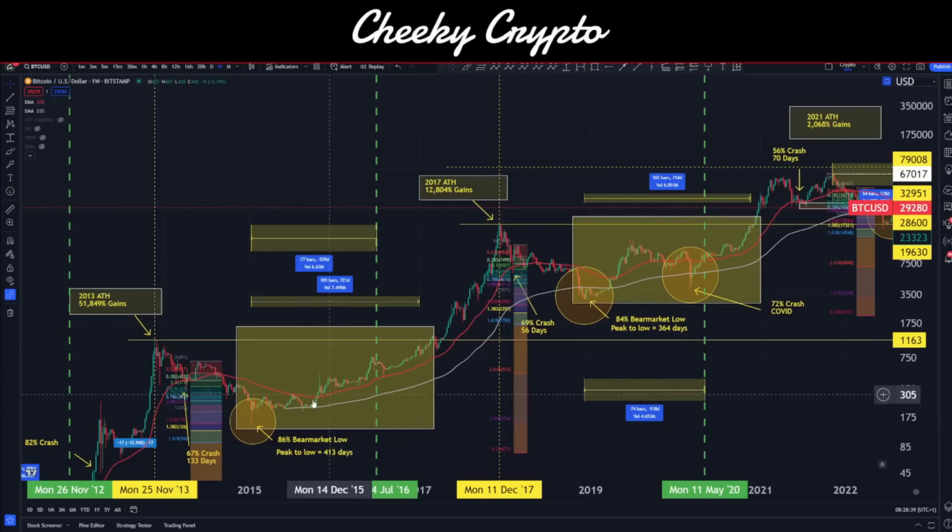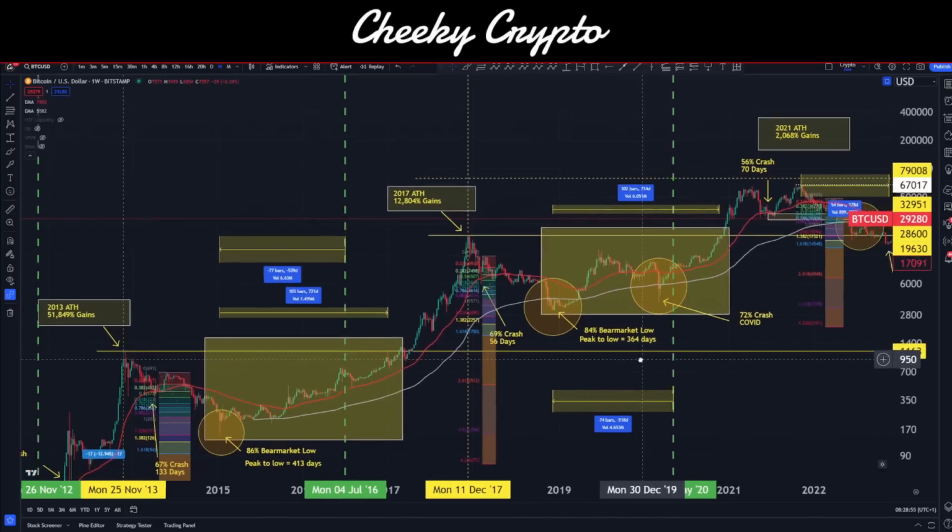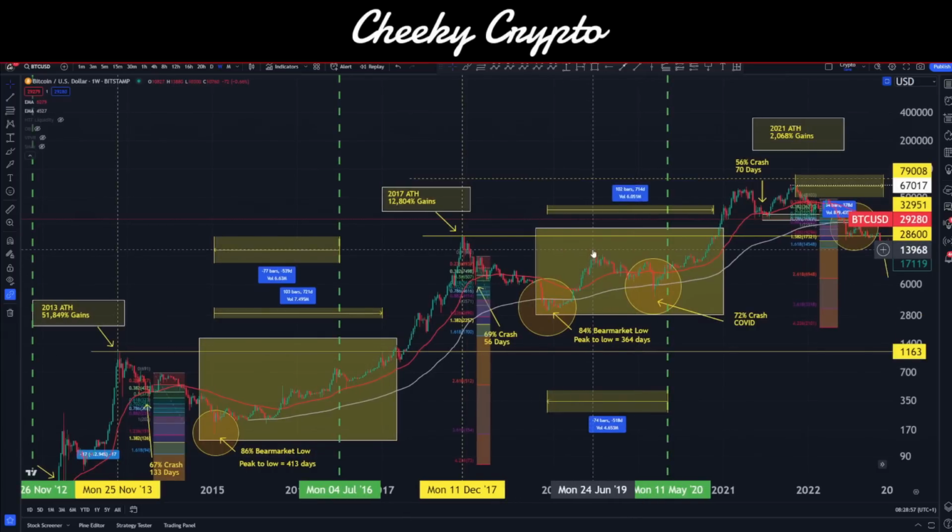And you can see we're 86% for the 2015 bear market low versus the 84% for the 2018 bear market low. The days and the time frames are reasonably close. There's a couple of months in it. So 413 days versus the 364 days. Then we start this next bullish market to the upside. Very, very steep move to the upside.